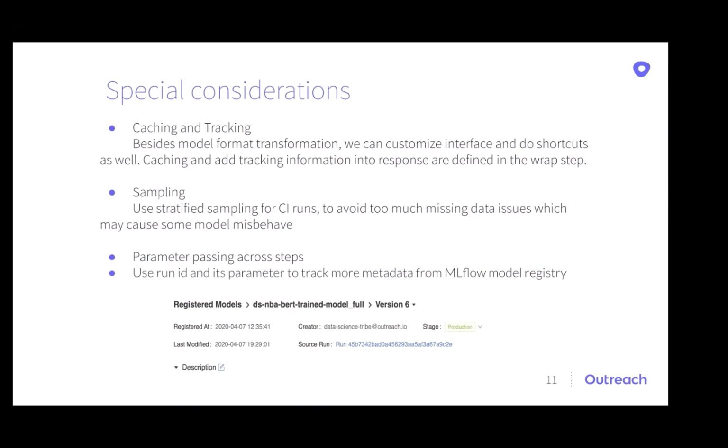Thanks, Jiwei. As you can see, we have many steps in the CI/CD pipeline. Here, I want to highlight some of the special considerations. One thing we do is that we actually transformed our PyTorch model into scikit-learn model format by introducing a wrapper. Actually, we can do more than that. In the wrapper, we customize our interface by embedding the metrics, some log information, and tracking information into it, as well as we added caching into the wrapping step.